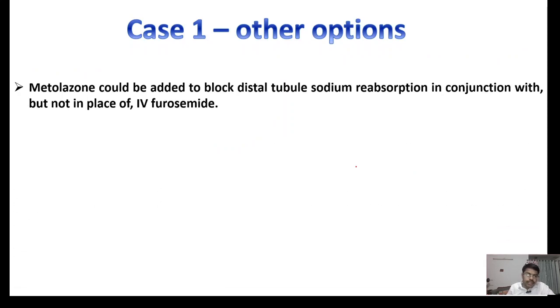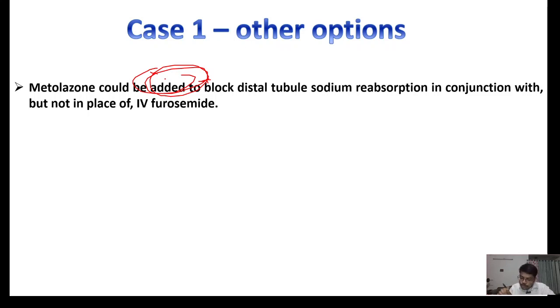So what about the other option? Yes, metolazone can also be given. What is metolazone? It blocks the distal tubular sodium reabsorption. Since loop diuretic blocks the sodium potassium 2 chloride channel, all the sodium goes to the distal tubule. Once we block this distal tubule, there is an increase in diuretic response. But in this acute situation, metolazone won't be of much help compared to IV furosemide.